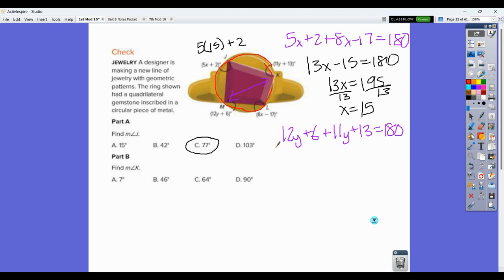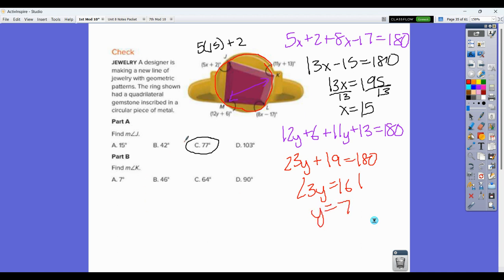Then we go solve this other one. So add my y's together. I get 23y plus 19 equal to 180. Subtract that 19. So 180 minus 19 gives me 161. So we have 23y equal to 161. Divide by 23, and that's going to give me a y equal to 7.